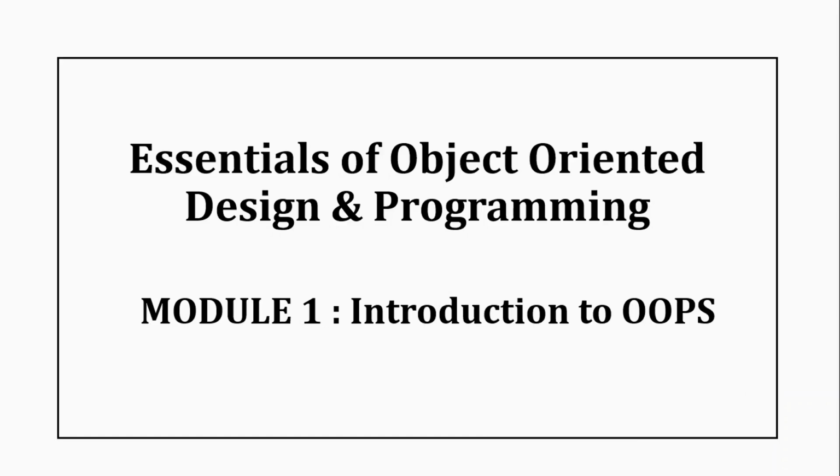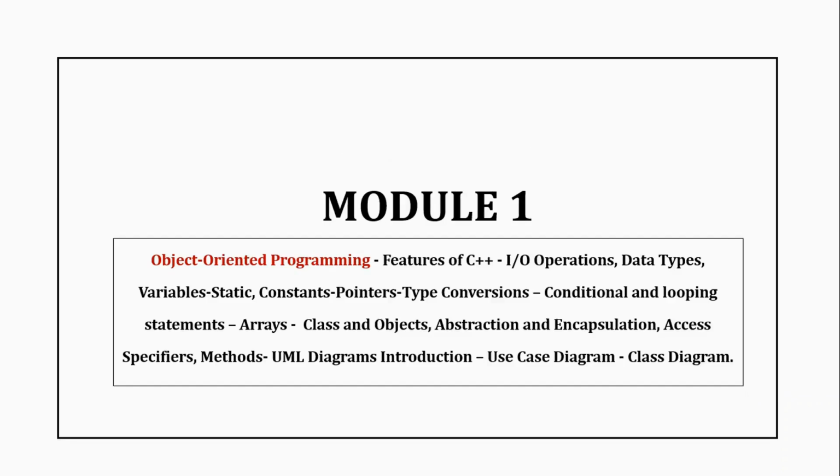The course title is Essentials of Object Oriented Design and Programming. In this course, we have five modules. In module one, we'll be discussing the introduction to OOPS. These are the topics to be covered: object oriented programming basics, introduction, features of C++, IO operation, data types, variables, static variables, constants, etc. So, let us start with the introduction to OOP.